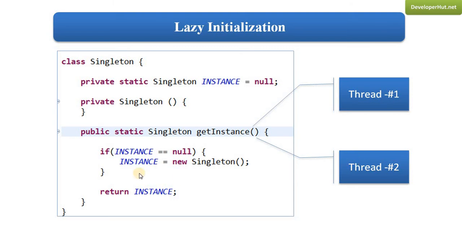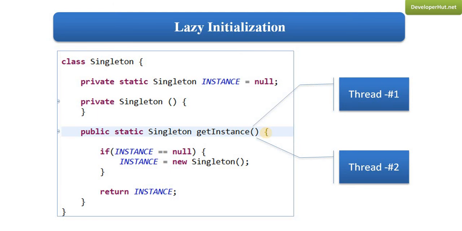The second thread also comes to the same line, and before thread 1 creates the object, thread 2 evaluates this condition, and it becomes true because the object is still not yet created. So in that case, thread 2 will again go to this line and create a new Singleton object. So there might be chances that these two threads get two different objects, and your Singleton pattern breaks in this case, right?